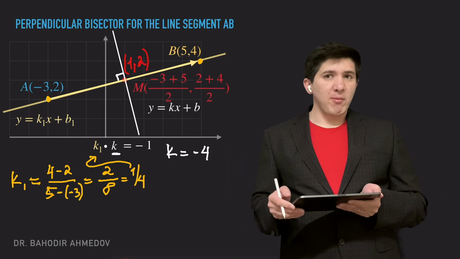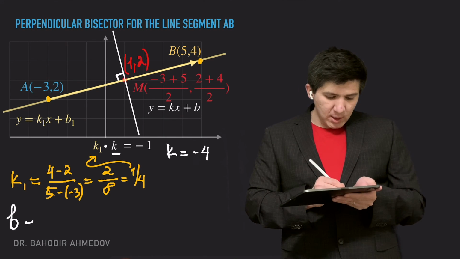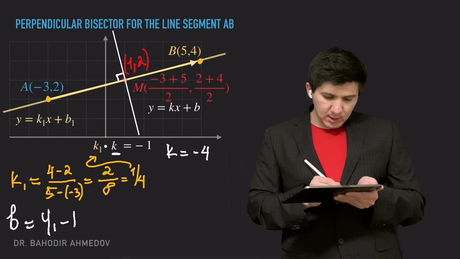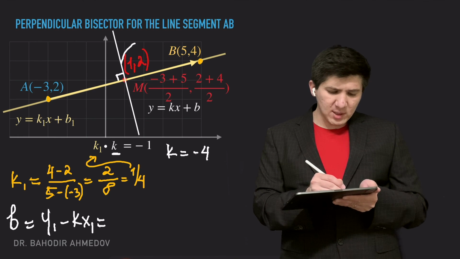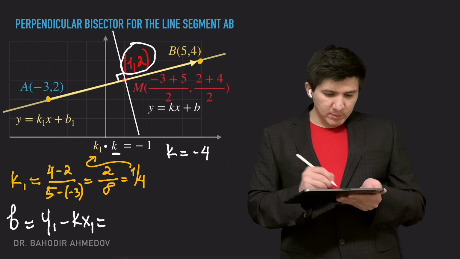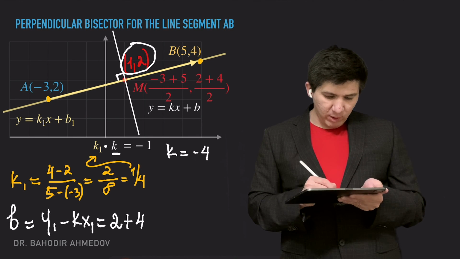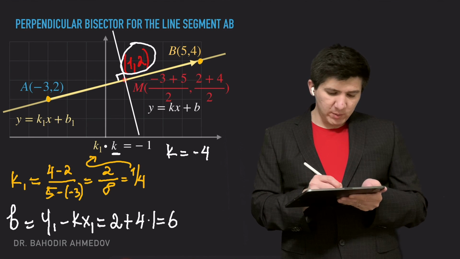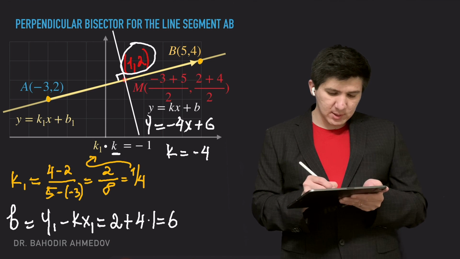So now I know the slope of this line. I can find the b, the y-intercept, by just using that formula: y1 minus k x1, where y1 and x1 are the coordinates of a point on that line. We know one point on that line, so I'm just going to substitute it there. It's going to be 2 minus k, which is plus 4, times 1, which is going to be equal to 6. So you see, the equation of this line is y = -4x + 6.